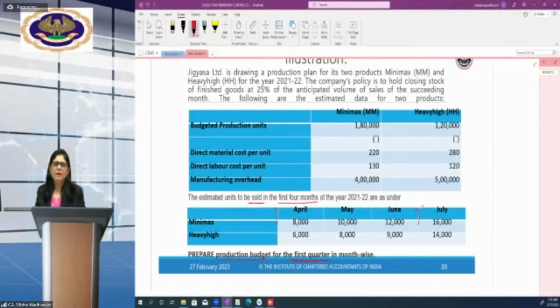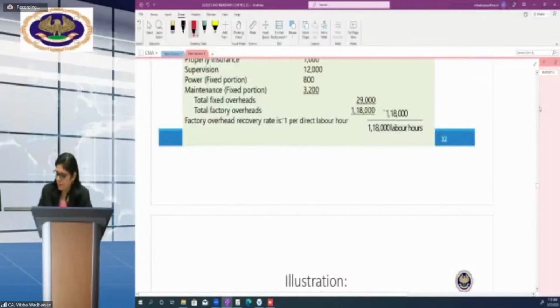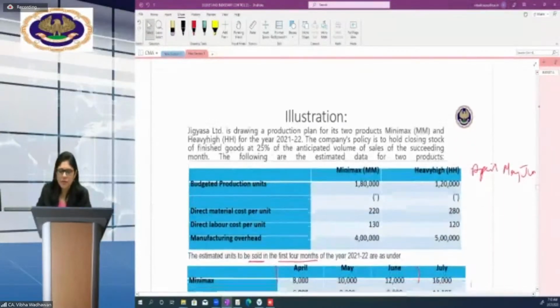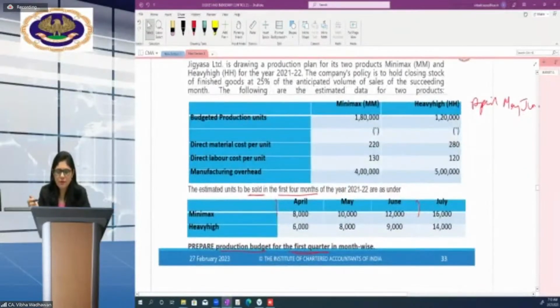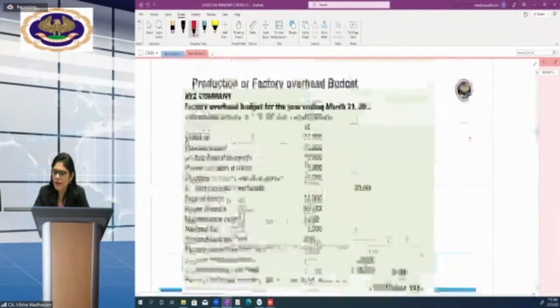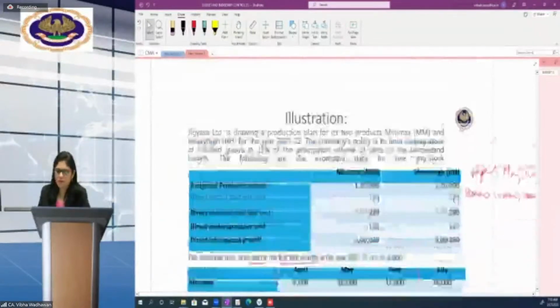So we have to make the production budget. For the production budget, we need the sales, and we have the sales with us. There are two products, Minimax and Heavy High, so you can take note of that. Let me take Minimax as of now. For April, May, and June, first of all you can write the sales over here: 8,000, 10,000, 12,000, for Minimax.